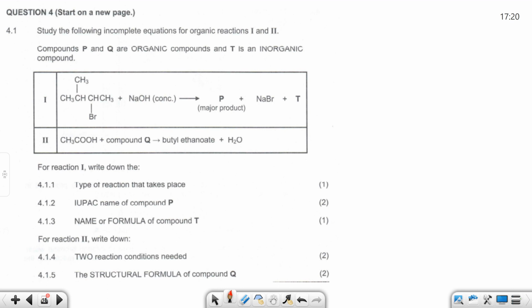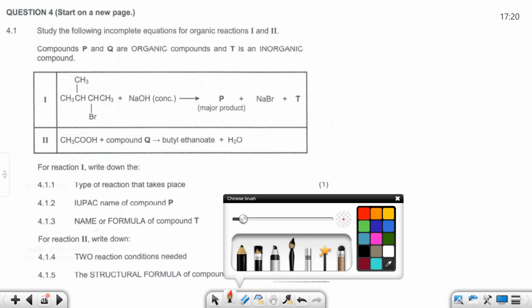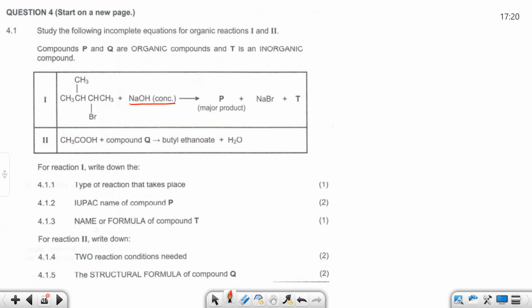Compound P and Q are organic and T is an inorganic compound. Write down the type of reaction. Check this. I'm using concentrated. Do you remember CEDS? When I use concentrated, it is what? Elimination. Please don't write elim. No, it can also be substitution. It cannot be substitution. There's a condition there. Concentrated.